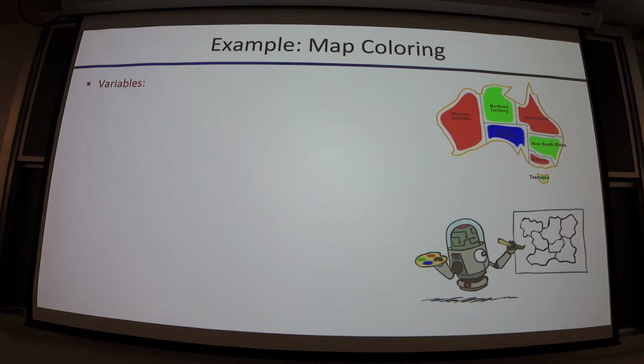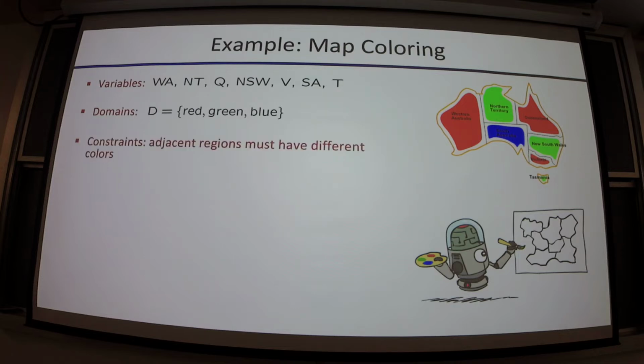So what are our variables here? Well, let's say that our variables are the states themselves, right? So we want to assign some value to each of these variables, right? And that brings us to the domain. Let's, for this specific instance, say that we have 3 colors that we can color these variables with: red, green, and blue, right? Okay, so what are our constraints then? Adjacent regions have to have different colors, right?